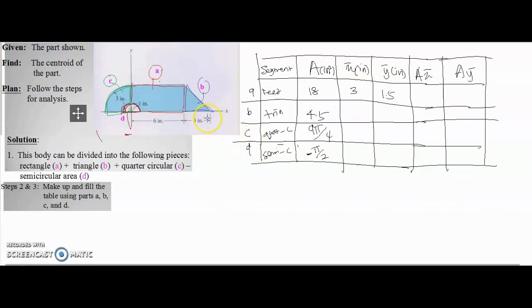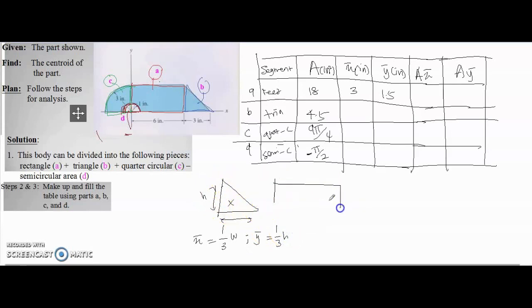And then the next one, we need to determine the center for the triangle. Okay, so for the triangle, if you want to find the center here, you need to use the formula: x bar is equal to 1 over 3 times the width, and y bar is equal to 1 over 3 times the height. Okay, this is for the triangle.